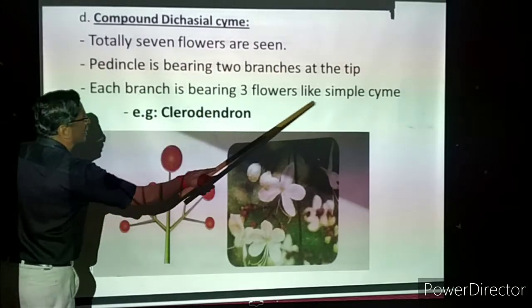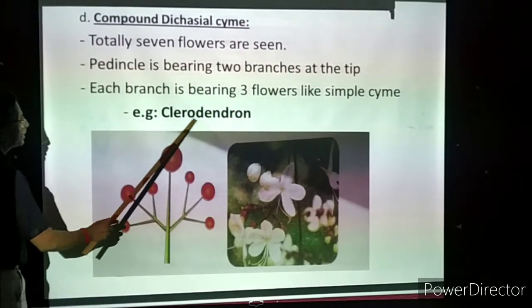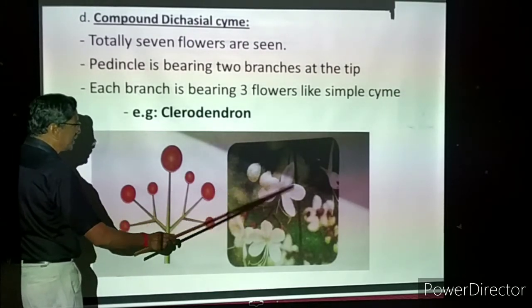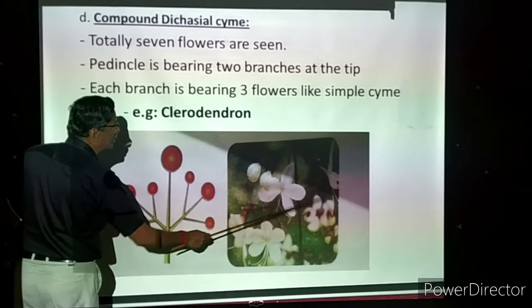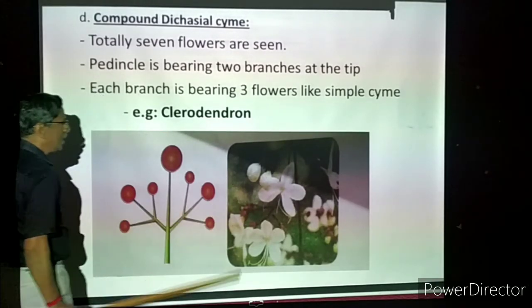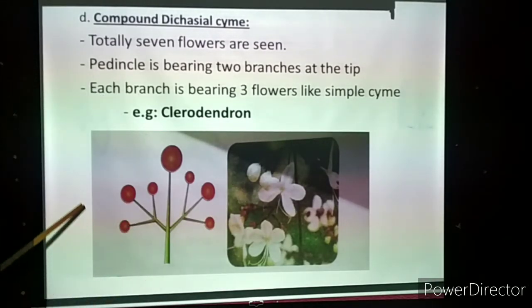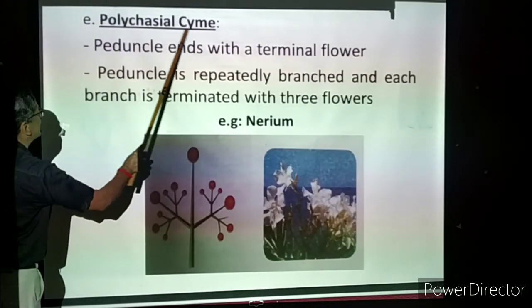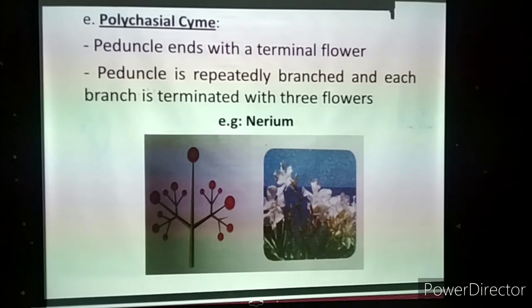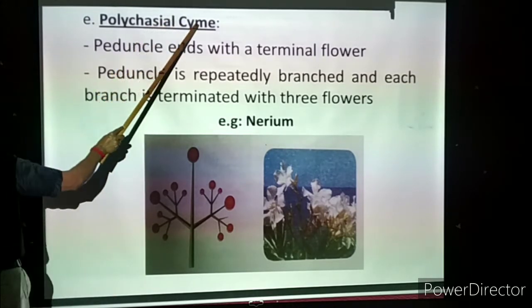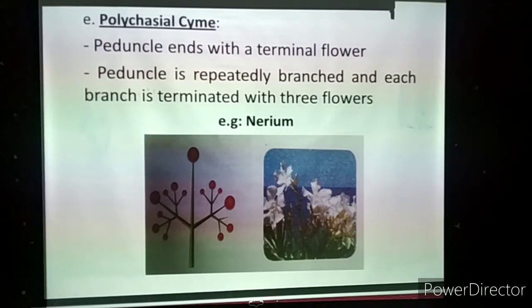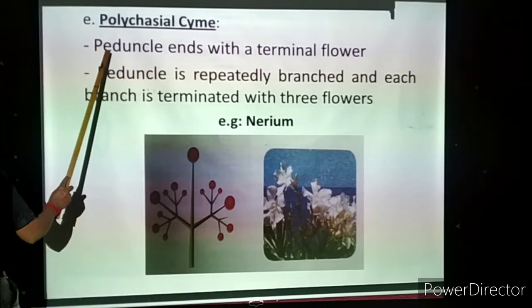Like a simple cyme. Example, clerodendron. Now this is what we can see, that is the flowers. They are present in 7. Here 3, here 3, and the oldest flower will be on the top. Okay, now that is clerodendron. Now we are coming to the polychasial cyme. In this cyme, the branching will be repeated many times. Repeatedly branched. That is called the polychasium.